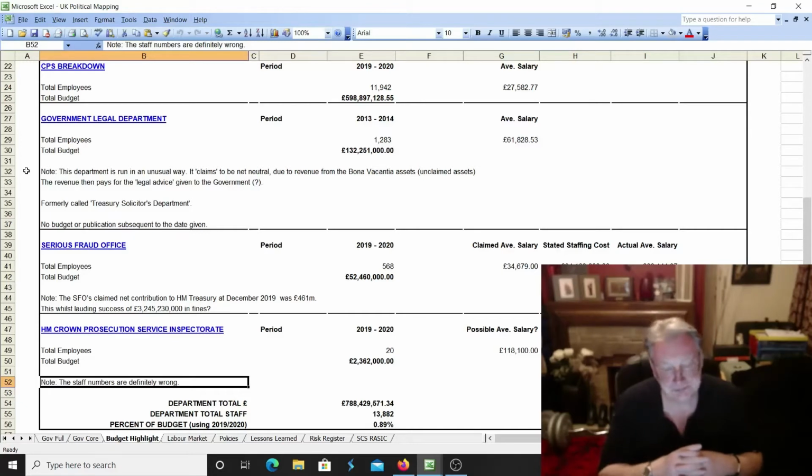But anyway, the key part that I was interested in is that they had made a great deal of the fact that they had won a couple of high profile cases, and that it resulted in fines of over 3 billion. Now, good, by all means, yes, like that. But then the net contribution to the Treasury that they've claimed for the same period is only 461 million.